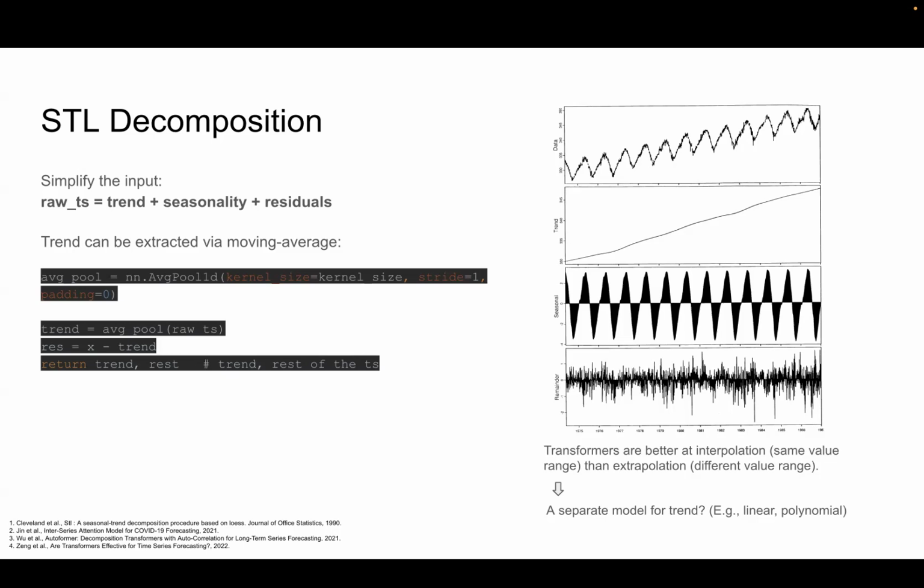And one idea is that maybe transformers are much better at interpolation. So for seasonalities or residuals, maybe the values will most of the time never go out of the range. But for trend, if in this case you have an increasing trend, then maybe we should use a separate model to handle the trend predictions versus residual predictions.